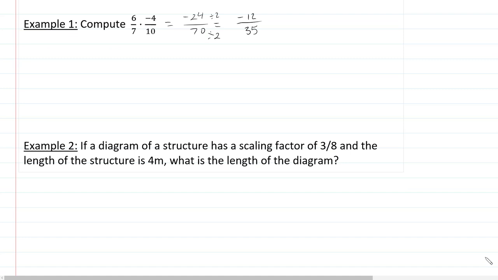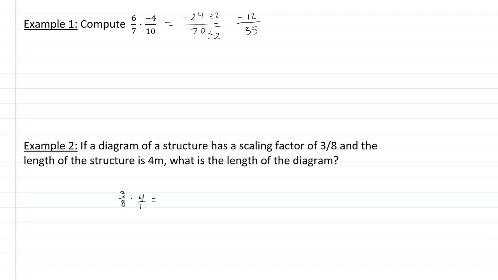Example 2. If a diagram of a structure has a scaling factor of 3/8 and the length of the structure is 4 meters, what is the length of the diagram? So a scaling factor is just something we have to multiply something by to scale it up or down in size. So if the structure is 4 meters and the scaling factor is 3/8, we multiply these two things together.